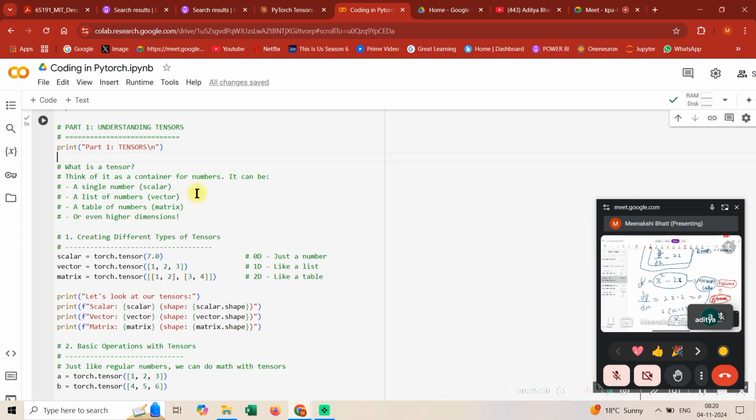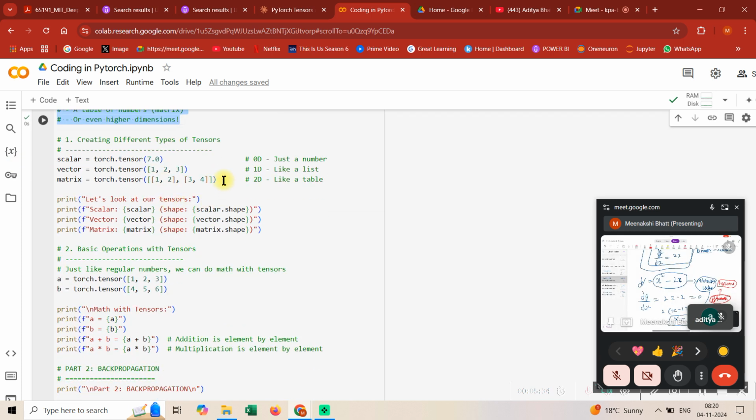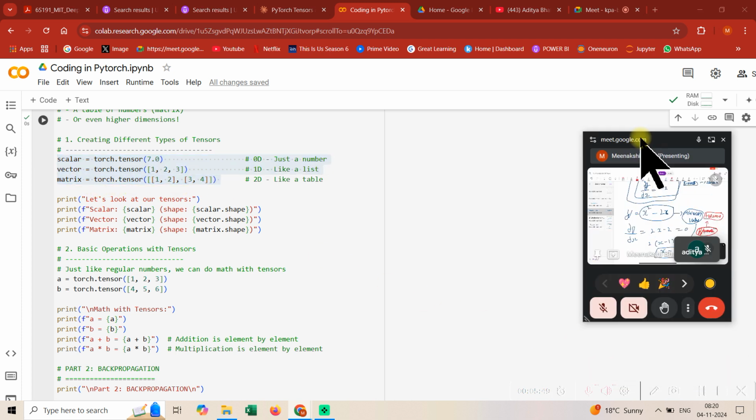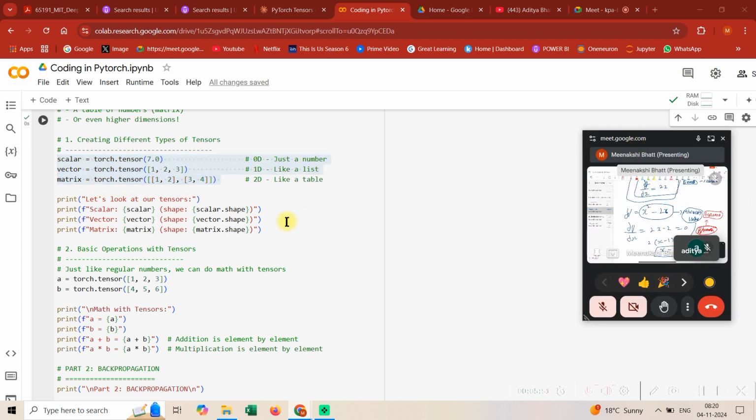So now we are good with it, so we know what a tensor is and how it's going to take shape. The next thing is, guys, how do we create a tensor? See guys, this is how a scalar tensor gets created, this is how a vector tensor gets created, and this is how a matrix gets created. I think guys, this is very simple. Torch dot tensor, you can understand it.